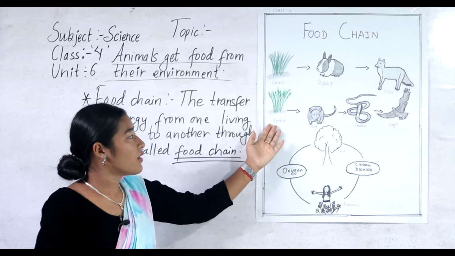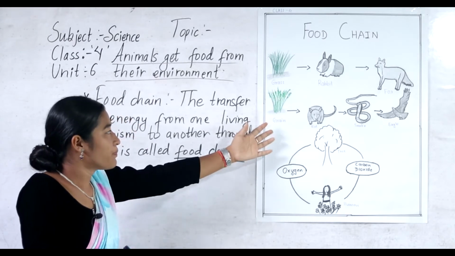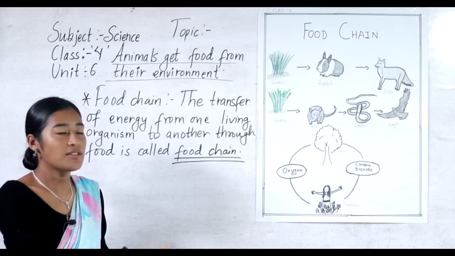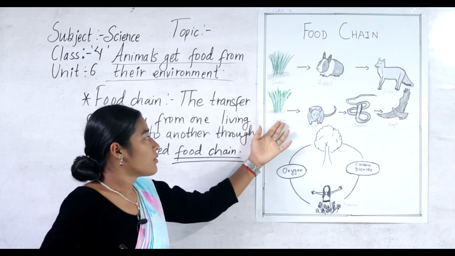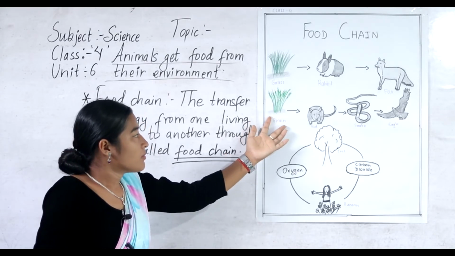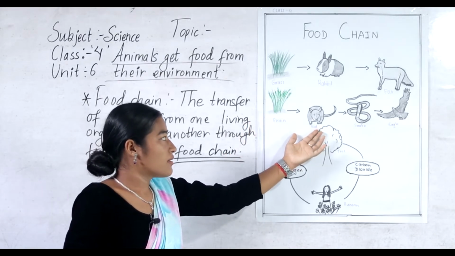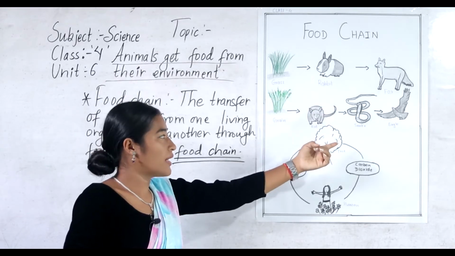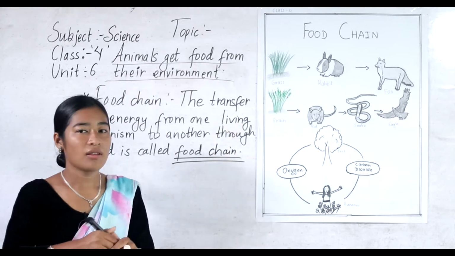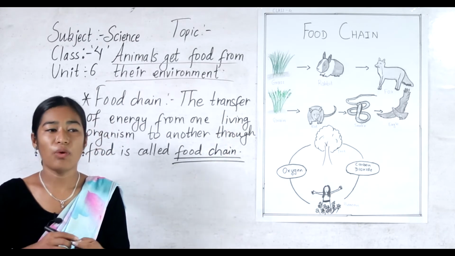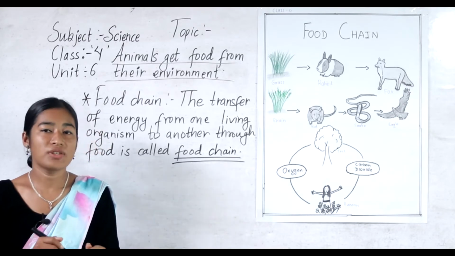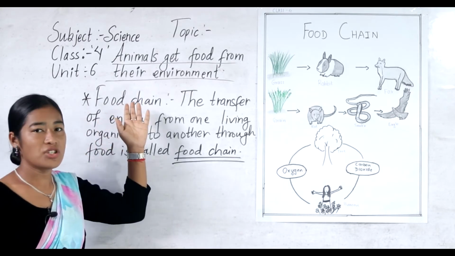As well as, here is the second example also. Here is grain. I have already told you food chain begins with a plant. So here is grain. This grain is eaten by the rat, and rat is eaten by the snake, and snake is eaten by the eagle. So in this way energy gets transferred from one living organism to another living organism. That process is called food chain.